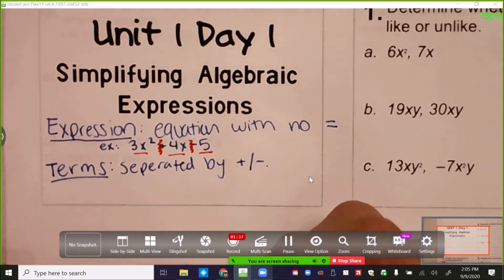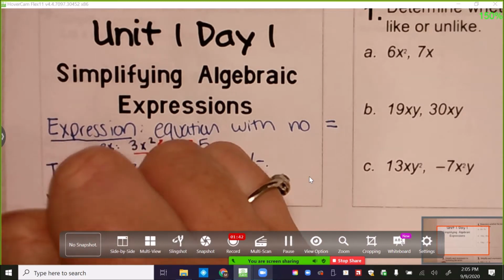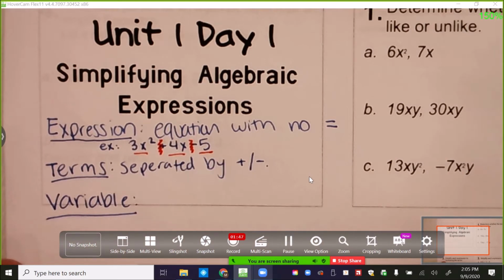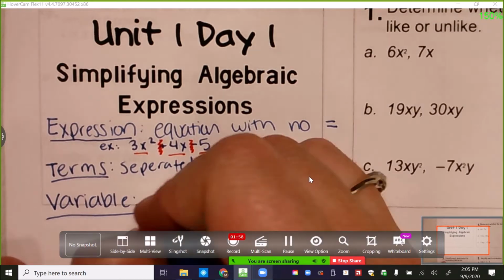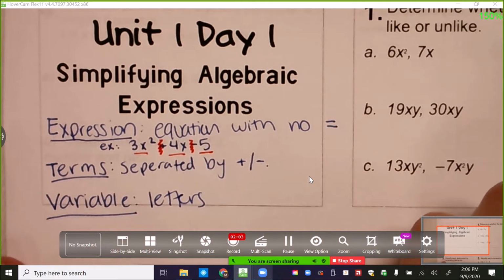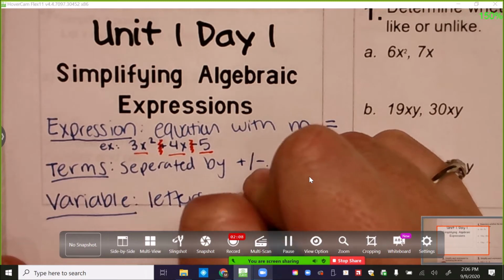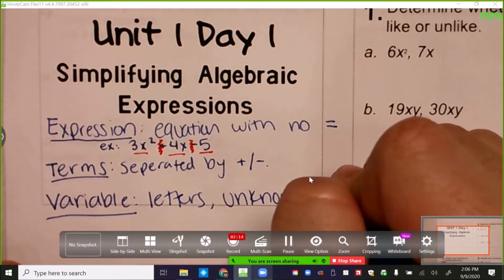Okay, so knowing that, we're also going to look at the definition of a variable. Hopefully y'all know this one. Who can tell me what a variable is? It's your letters. Yeah, exactly right. Usually what do we use? X, but it could be any letter in the alphabet. And I want you to understand that it represents an unknown. It represents an unknown number.